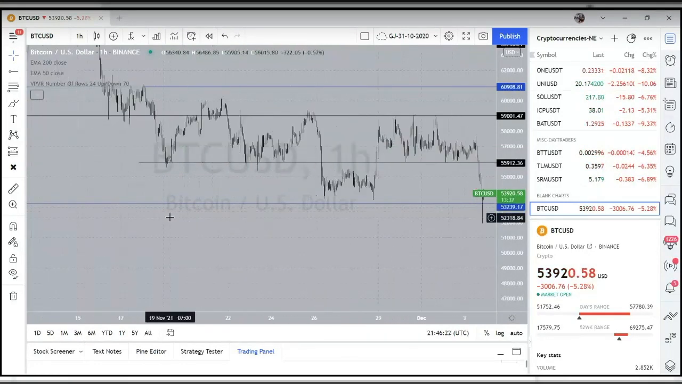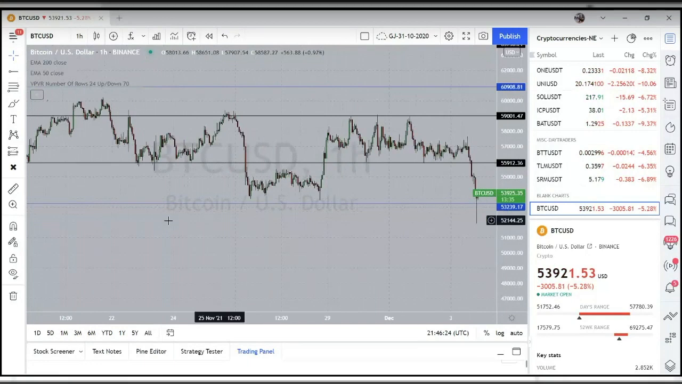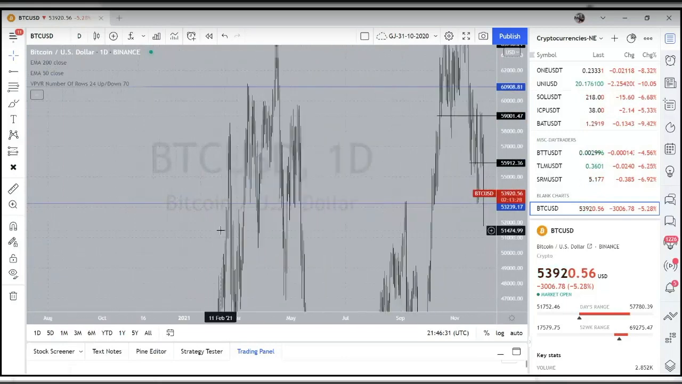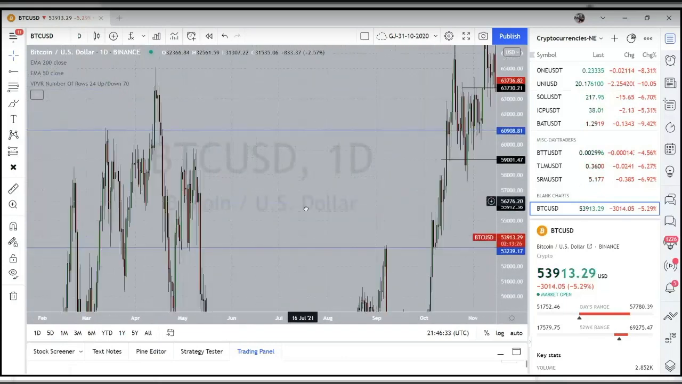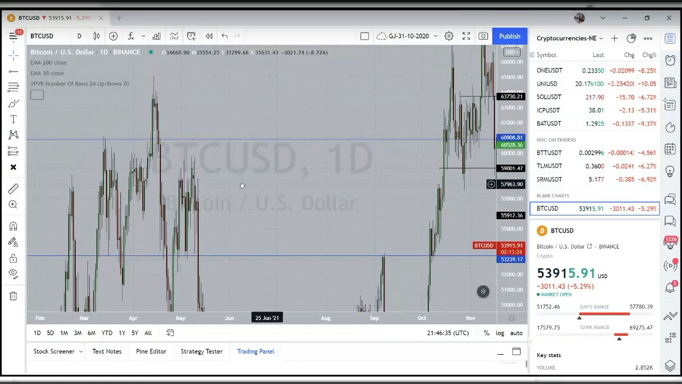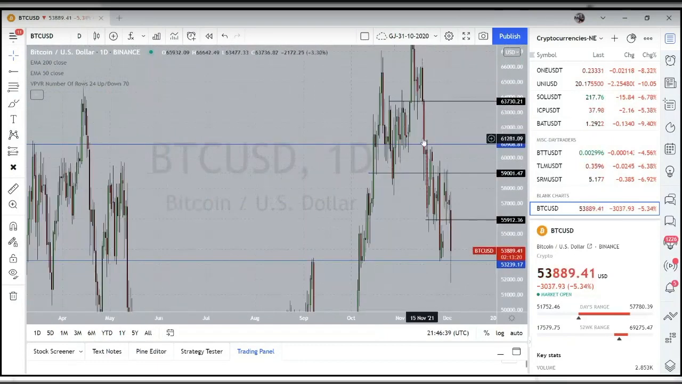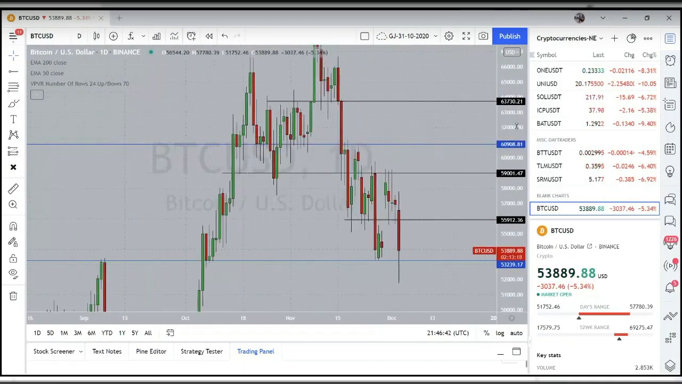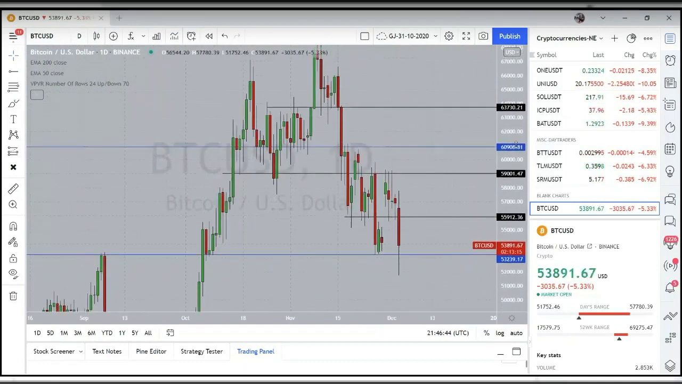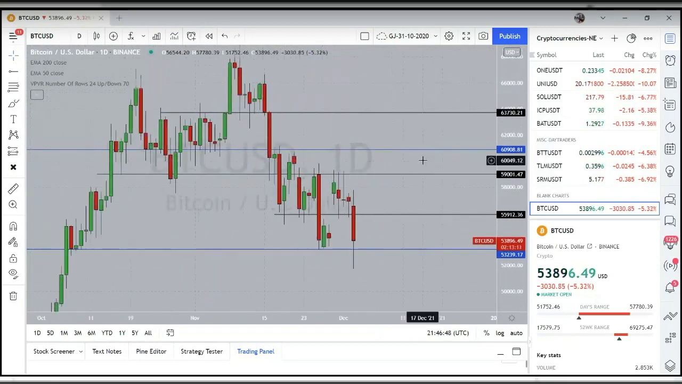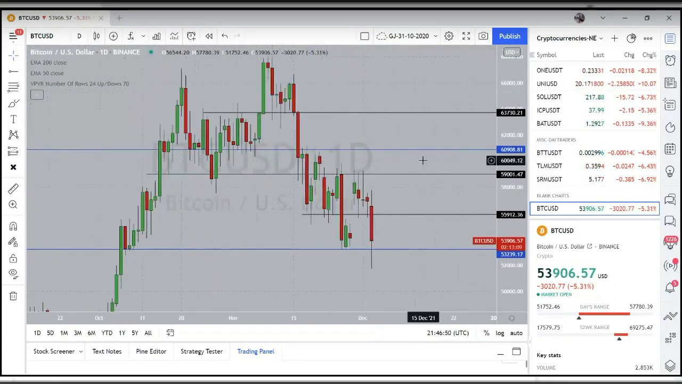Just before I move off of support and resistance, as you can most probably see from these lines that I've drawn, they're not exact. You do get reactions from those levels, but you can see that the market is reacting all over the place. It's not just a specific price that the market is reacting to. And that's because these levels are more like zones.